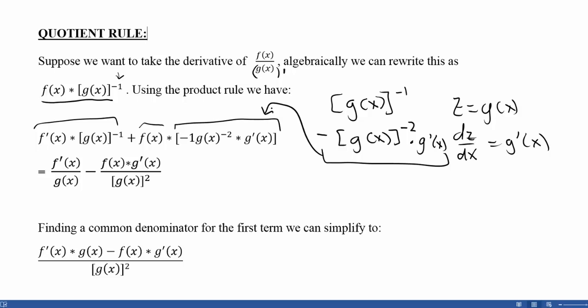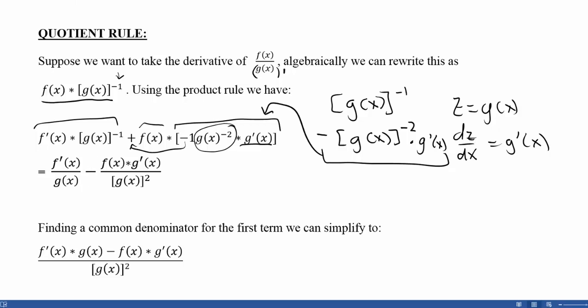Now, algebraically, we can take the first term, and we can put the g term back in the bottom by making the negative 1 power back into positive. From the second term, when we look at what's going on, we can pull the negative in front. We have our f of x. We have our g prime of x. But then we can take this g of x to the negative 2, and we can put it back in the denominator by making that 2 positive. So here we just had an algebraic rewrite of what we had found before.